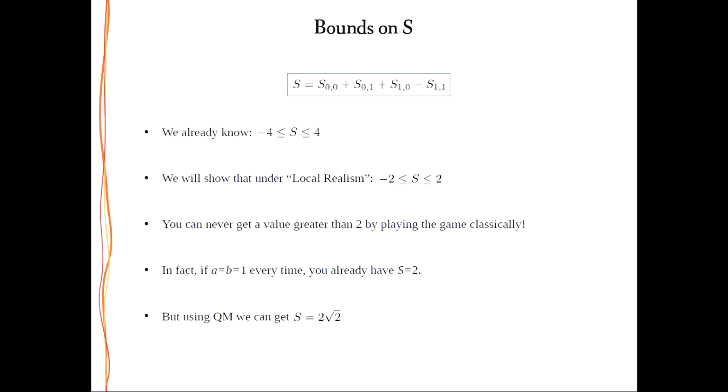But using quantum mechanics, you can get a higher value for S. You can get 2 square root of 2. And I will also show how that is possible.